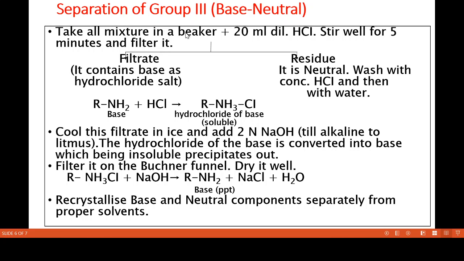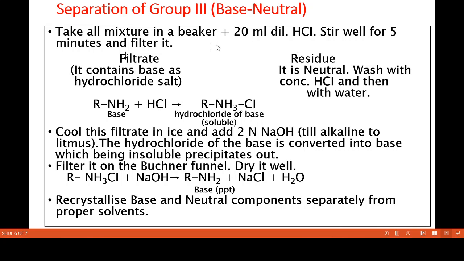So what exactly happened? We know that our compound contains a base. The general formula for base is RNH2. And when we add this dilute HCl, what happened here? Students, this H is transferred to this NH2, then there is a formation of NH3, and this Cl is present in the close vicinity. So that's why we get hydrochlorides of base, which is soluble. So when in the whole mixture we add 20 ml dilute HCl, we get hydrochlorides of base which is soluble.